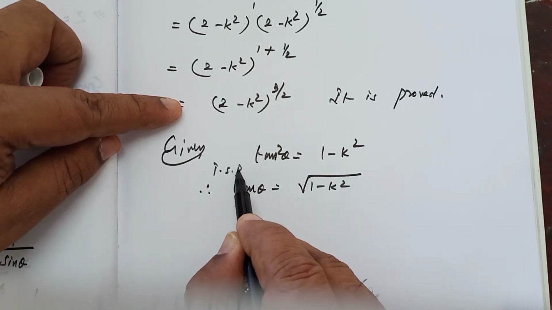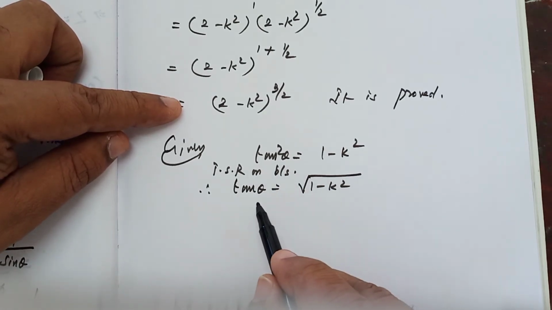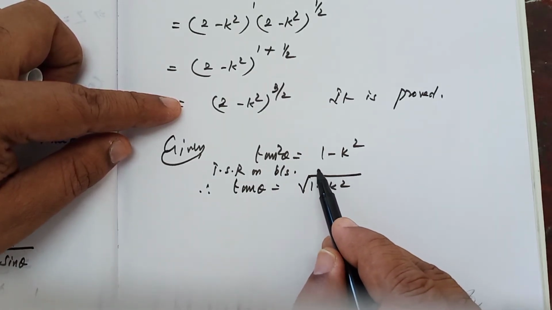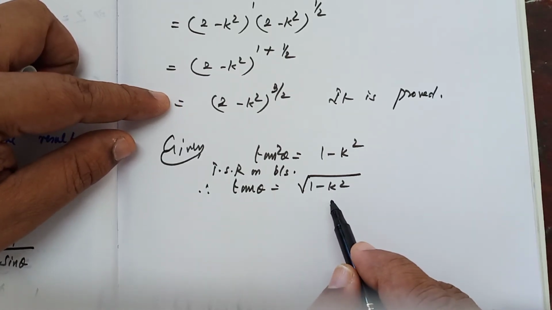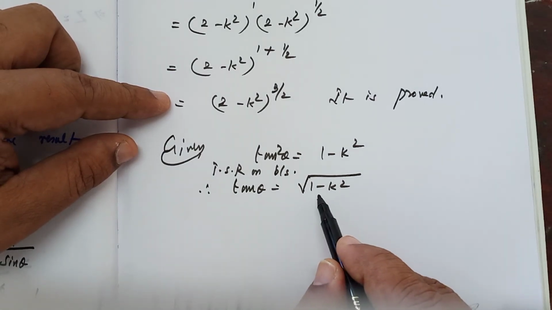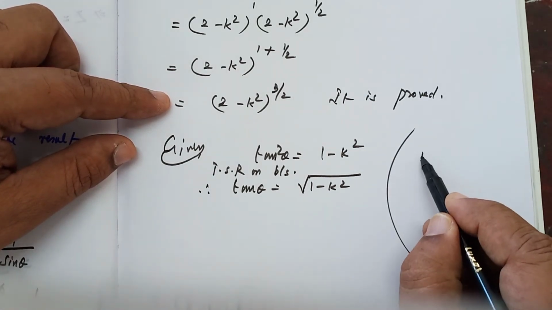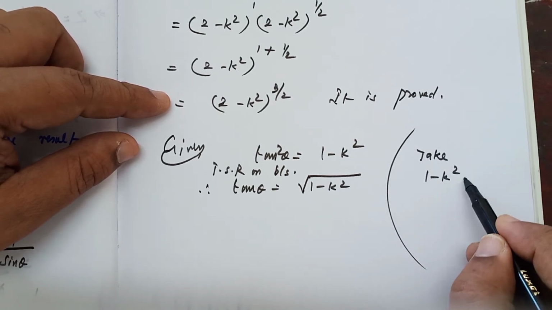Taking square root on both sides. Square root of tan square theta is equal to tan theta. Here, root of 1 minus k square. To find the values of k, I consider the expression which is inside the root as 0. Take 1 minus k square equal to 0.